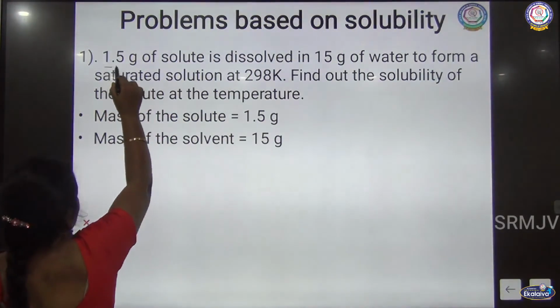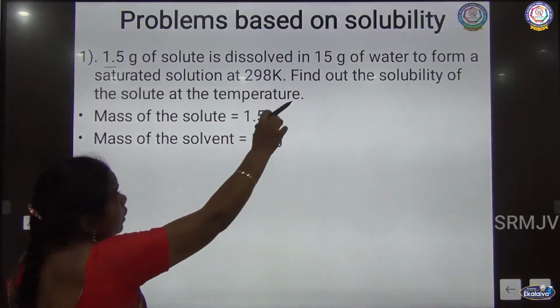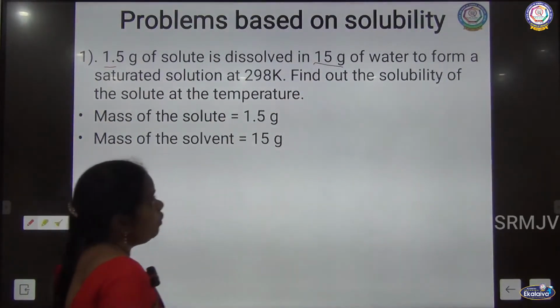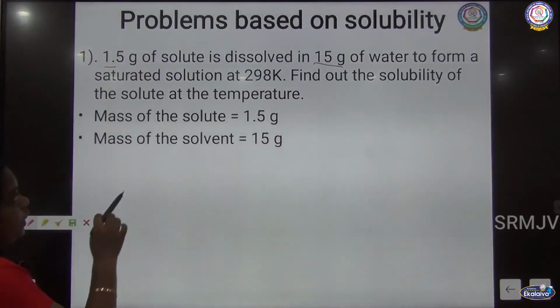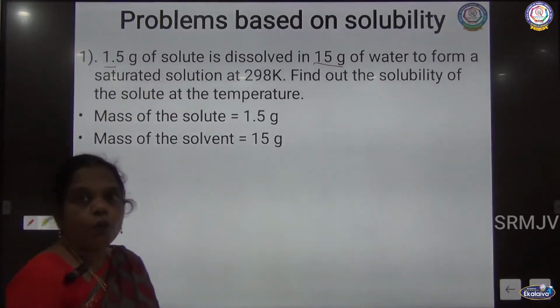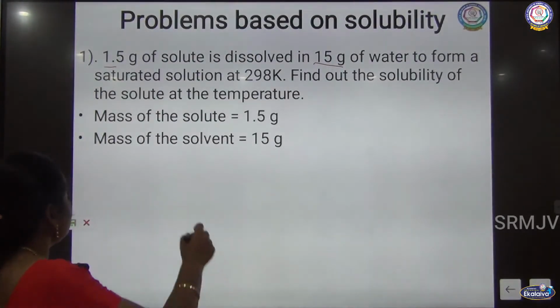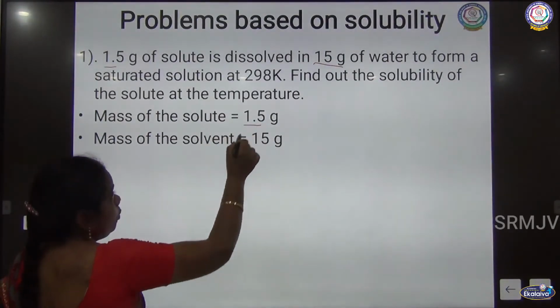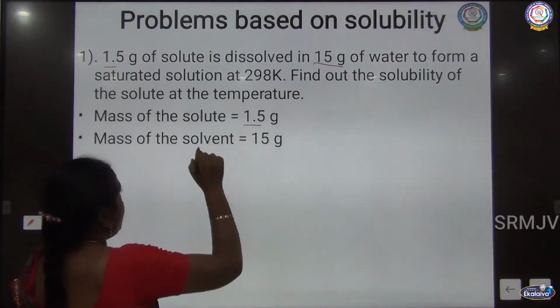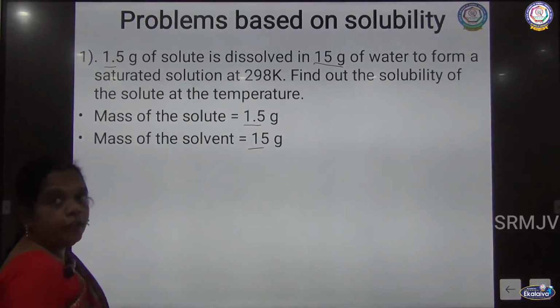dissolve 1.5 gram of solute in 15 gram of solvent to form a saturated solution. So now you want to find the solubility of the solution. So now the mass of the solute is 1.5 gram and the mass of the solvent is 15 gram.